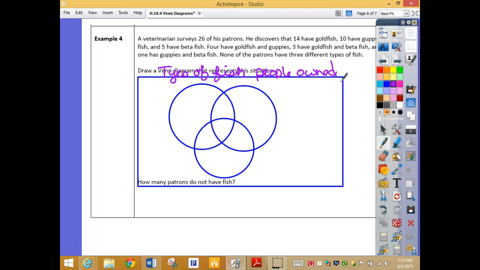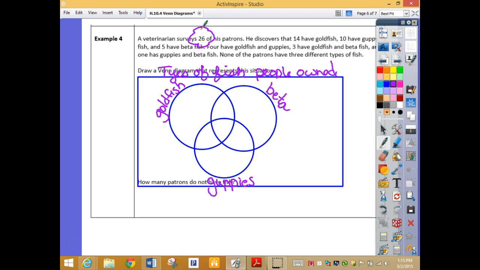What's one set? Now we don't have 2, we have 3. What do we have? Okay, we have betas. We have goldfish, good. And we have guppies. Now, do we all have to have them in that order? Could yours be different than mine? Probably. That would still be fine. All right, now let's try to label. Look at all these little circles we get to label. What do we know for sure? The veterinary surveyed 26, so 26 is our total that we're working with. That's our magic total.